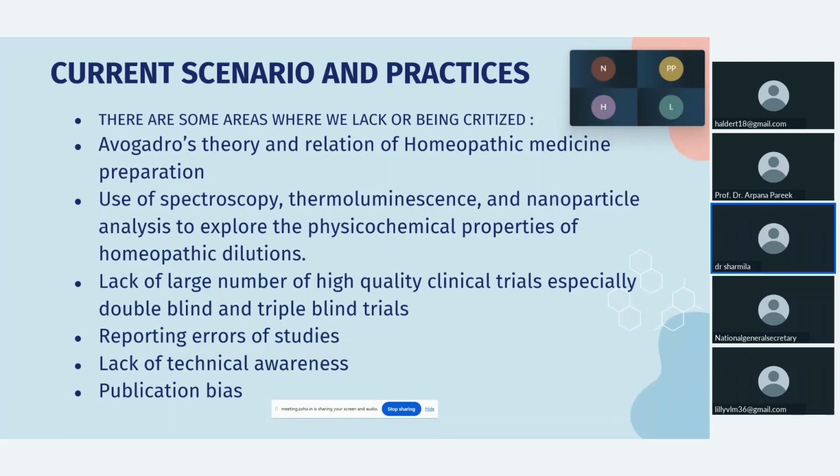Then a large number of high quality clinical trials, especially double blind and triple blind. We are doing only single blind studies, so this should not be done. Double blind and triple blind should be done to avoid the bias that occurs during drug proving. Mainly we are facing this problem. Then the reporting errors of studies, lack of technical awareness, and obviously publication bias. Publication bias is the main entity where you go on a wrong track.